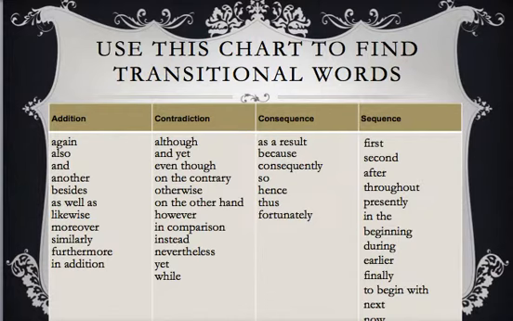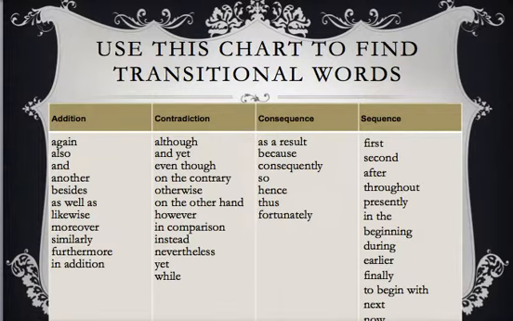Okay, if you want to talk about a contradiction, a difference, you might use although, and yet, even though, on the contrary, otherwise, on the other hand, however, in comparison, instead, nevertheless, yet, or while.